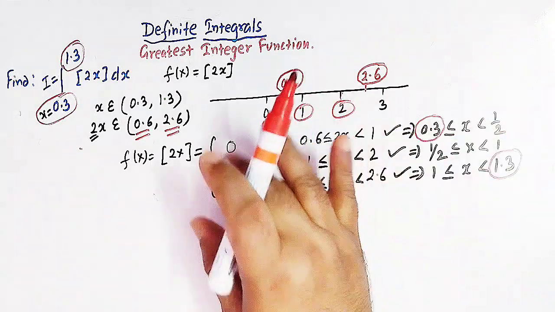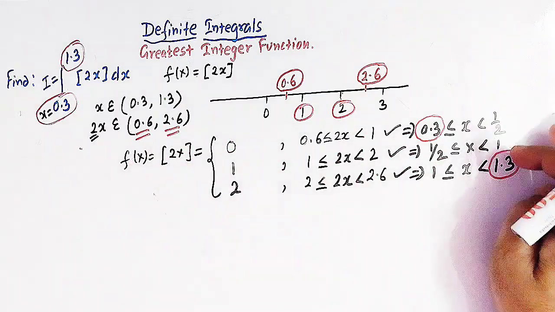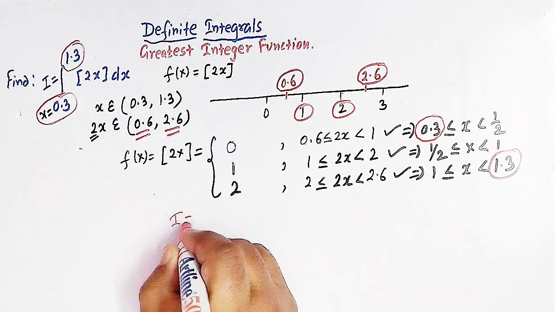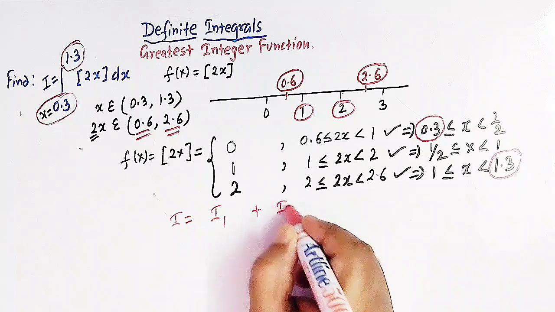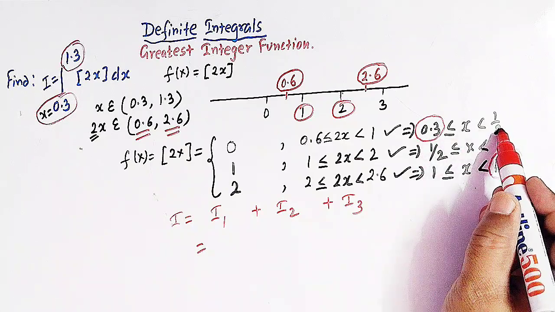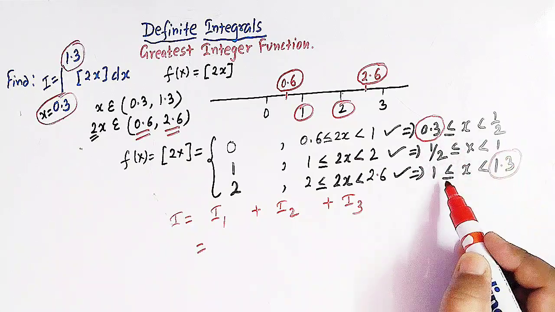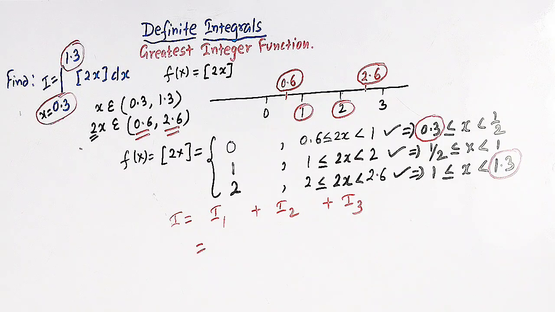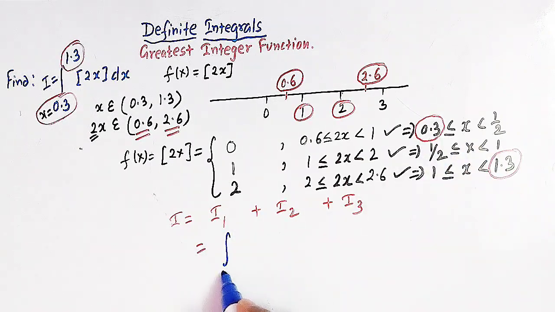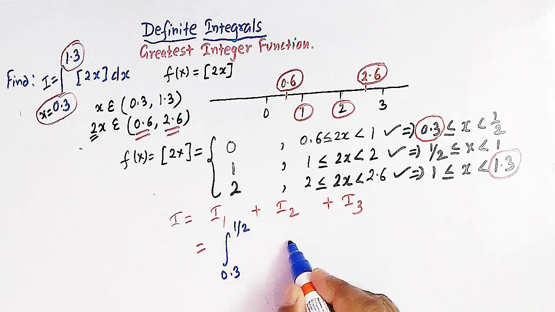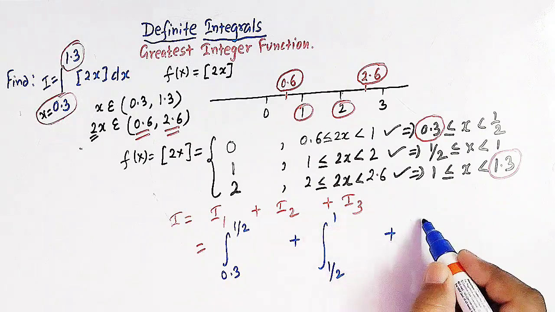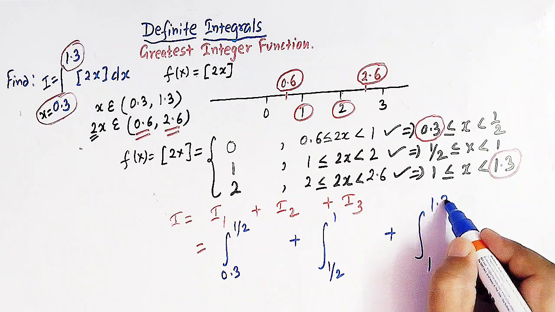So the purpose of redefining this function in these three intervals is to break this integral I as a sum of three integrals I1, I2 and I3, right? So I1 goes from 0.3 to half, I2 goes from half to 1, and I3 goes from 1 to 1.3. So now we can write the first integral I1 from 0.3 to half, and then we have I2 from half to 1, and then we have I3 from 1 to 1.3, right?